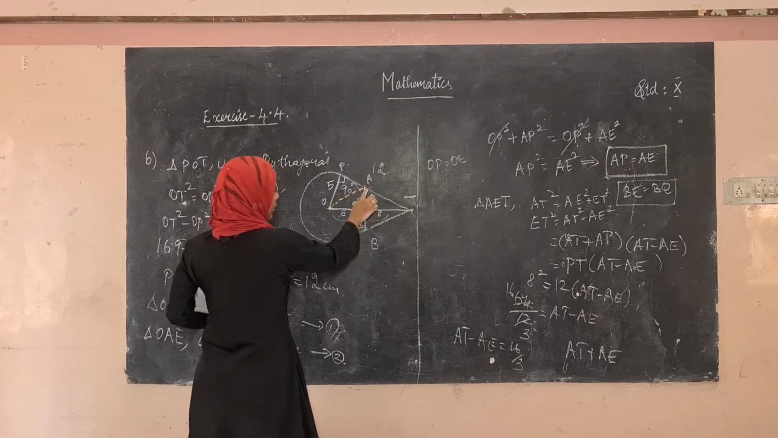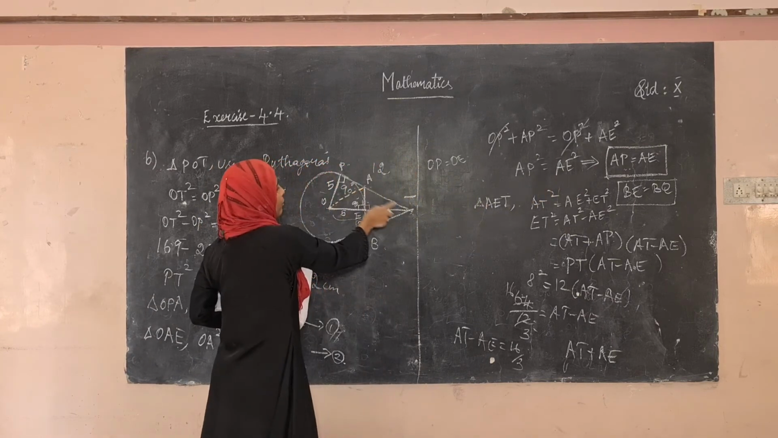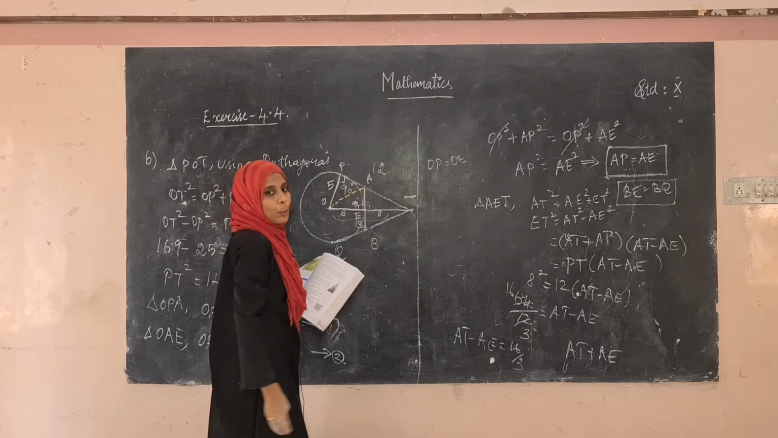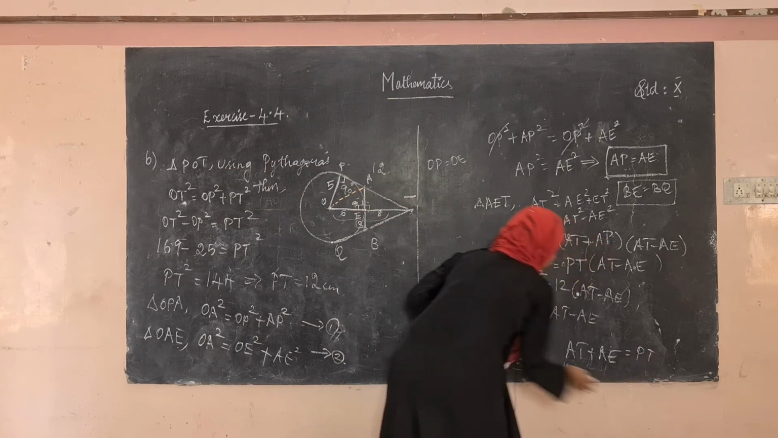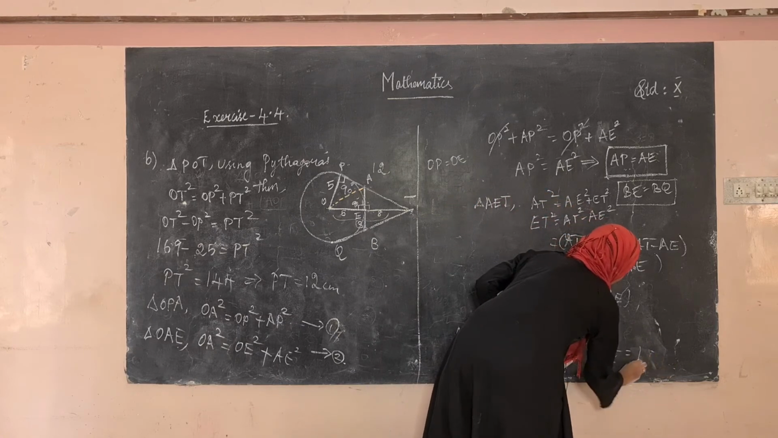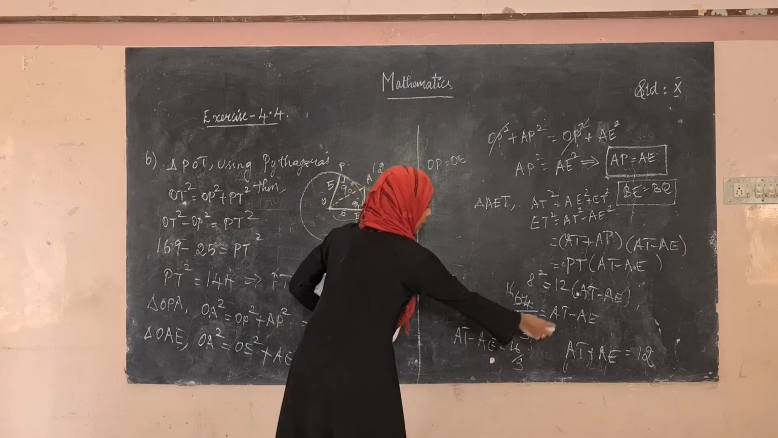AT plus AE, instead of AE, using that condition you can substitute AP. Therefore, AT plus AP will be equal to PT, right? It is equal to PT. What's the value of PT? It is 12. See these two equations, AT minus AE, AT plus AE.